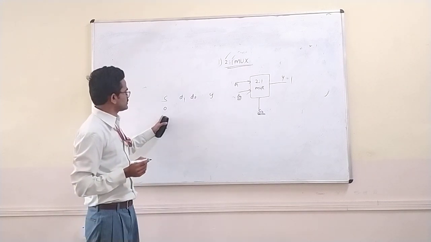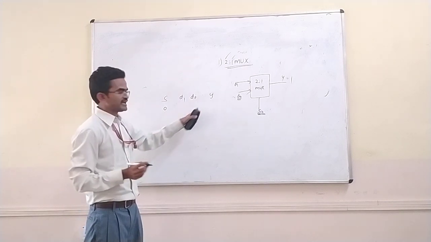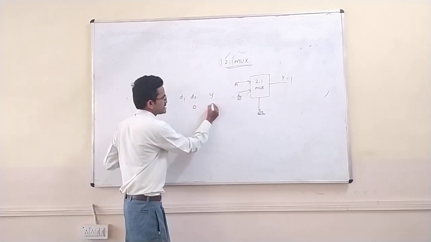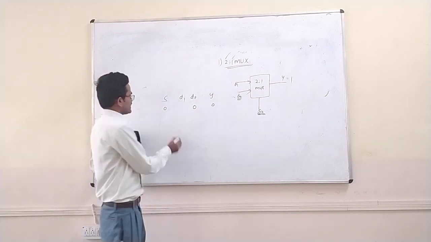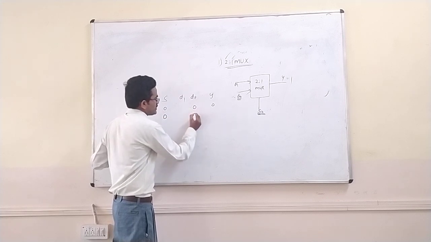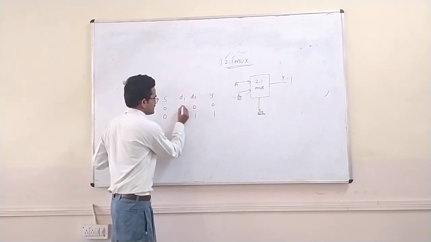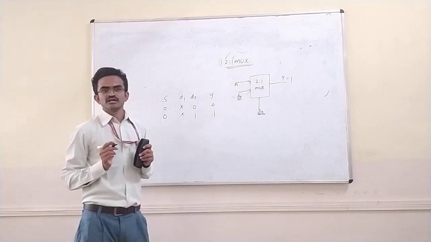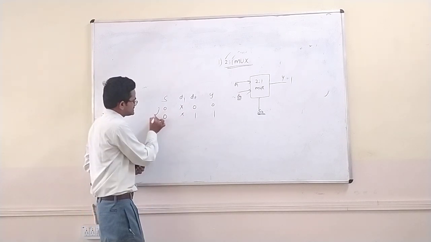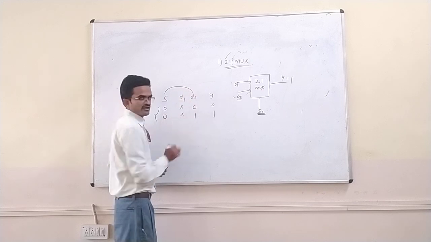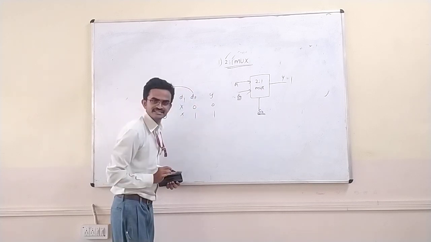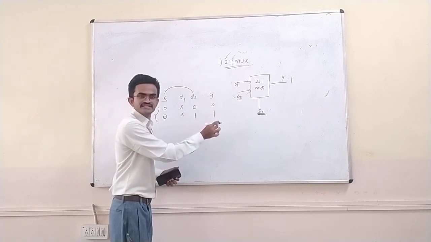When the select line is 0, D0 is selected. If D0 is 0, the output is 0. If D0 is 1, the output is 1. So what about D1? D1 is a don't care, either 0 or 1. So when the select line is 0, it concentrates only on D0. If D0 is 0, you will get 0. If D0 is 1, you will get 1.